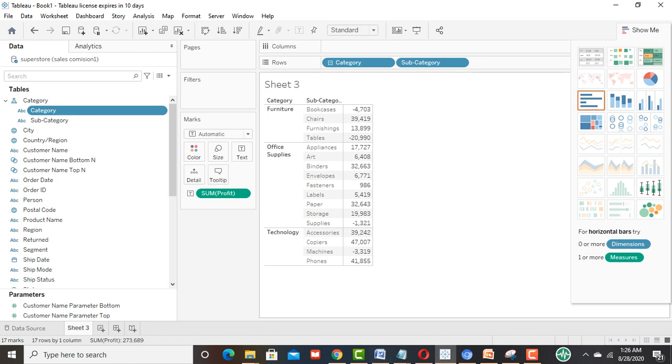So this is the benefit of creating the hierarchy, we can analyze the depth of the data.